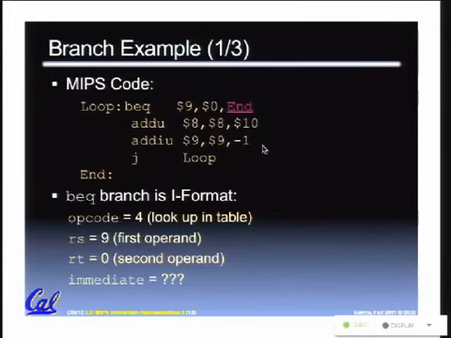So what's the immediate? Can anyone tell me what the immediate should be? You're trying to jump to the end. You'd always go forward by 1 instruction anyway, so that brings you to add U. And then you have to go forward 2 more instructions to get to the end. So that's actually 3. Any questions?